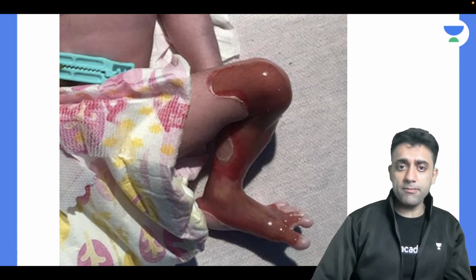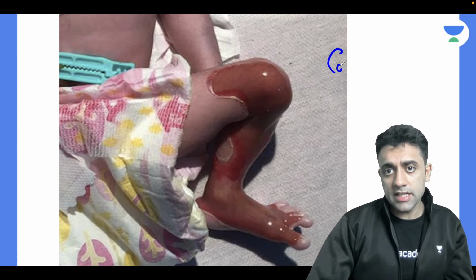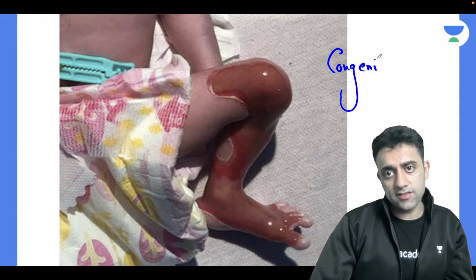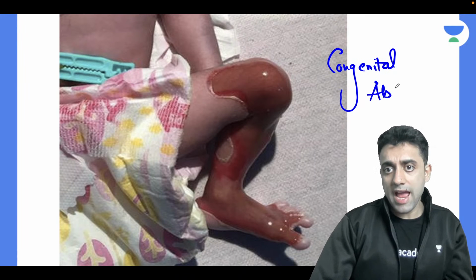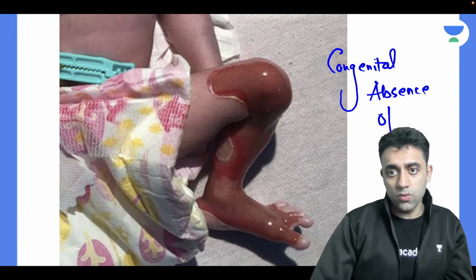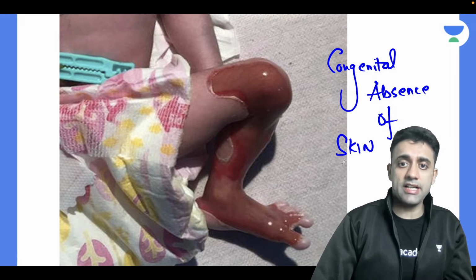Any random guesses? Who will tell me? Okay, I'll give you a hint. The hint is congenital absence of skin. There is a congenital absence of skin. In which syndrome do you see congenital absence of skin?